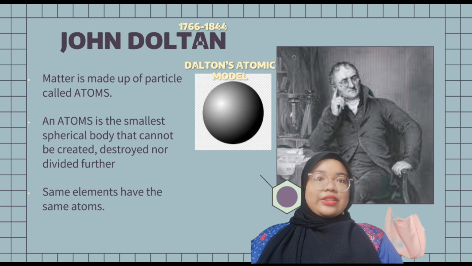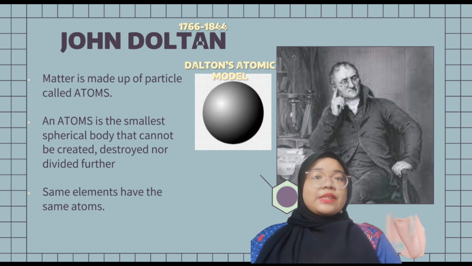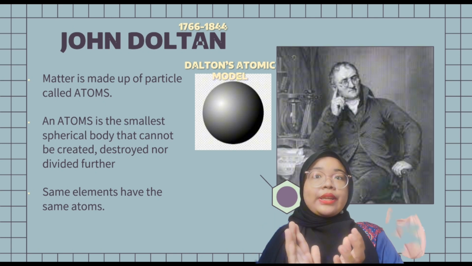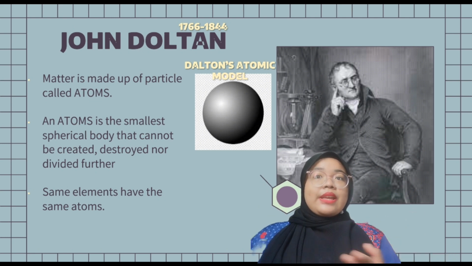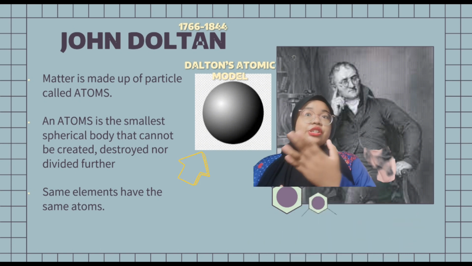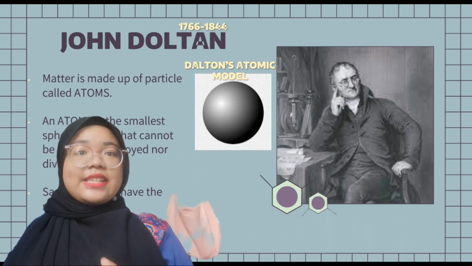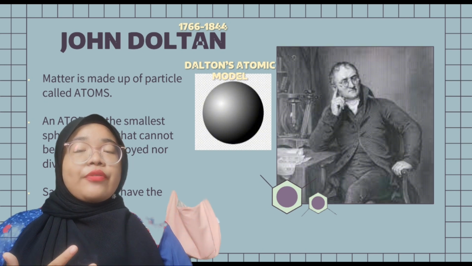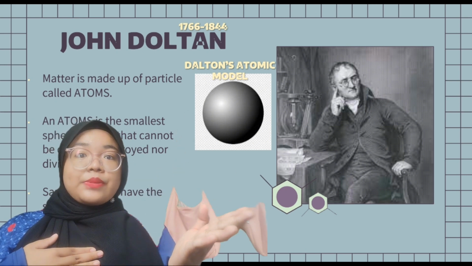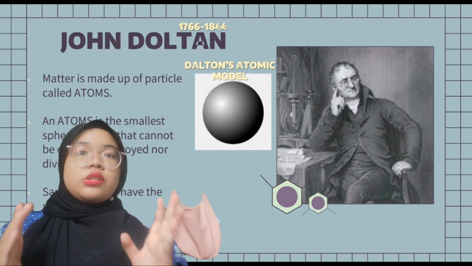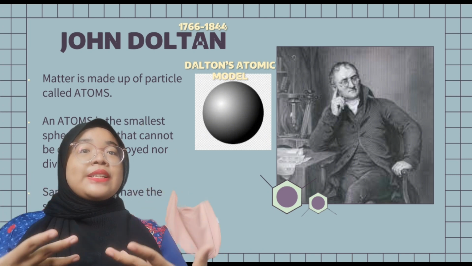First one is John Dalton. John Dalton's theory was used from 1766 until 1844. John Dalton said that matter is made up of particles called atoms. An atom is the smallest spherical body that cannot be created, destroyed, nor divided further. So, the same elements have the same atoms. The picture shows Dalton's atomic model. Dalton's atomic theory has demerits because the theory itself was unable to explain the existence of isotopes. The second one, nothing about the structure of the atom was appropriately explained.